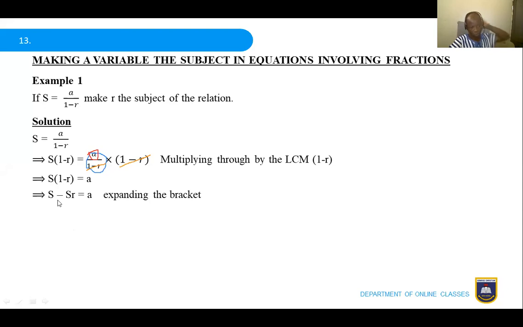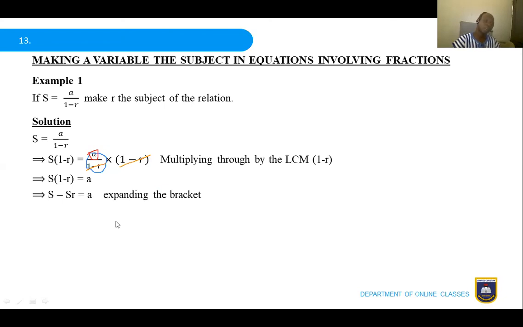Moving on, we have the next step, which is to expand. We are going step by step, expand. So if you expand, whatever is outside the bracket will multiply each of the terms in the bracket. So we have S times 1 will give us S, minus S times R will give us SR. And that should be equal to A. So we've done the expansion of the bracket.